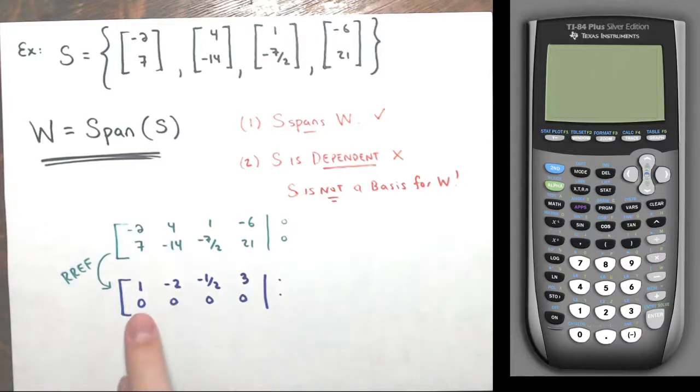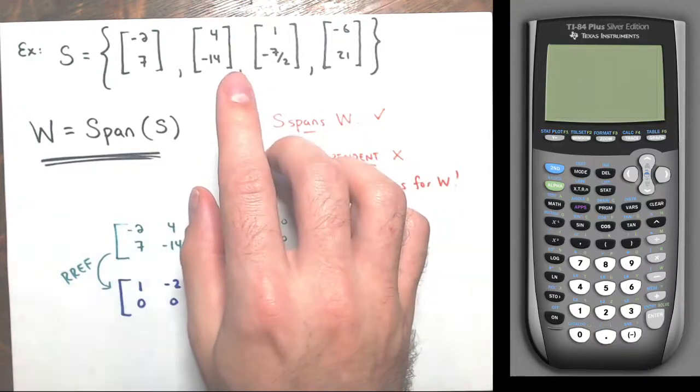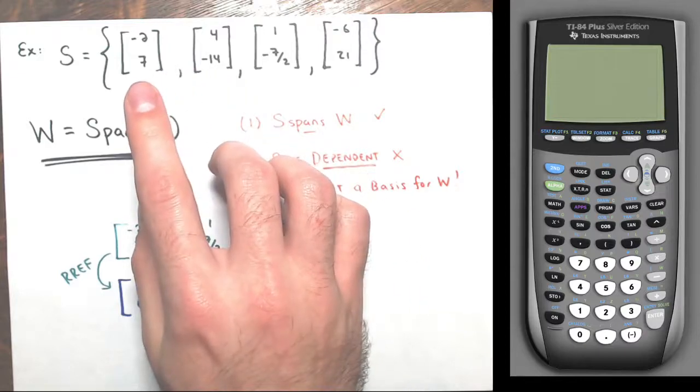So do you see, again, there'd be infinitely many solutions. There are 3 free variables here. And only the first scalar, A1, would be basic. The second, third, and fourth scalars would be free. So that means there would be a way to write every single one of these as just a scalar multiple of negative 2, 7.